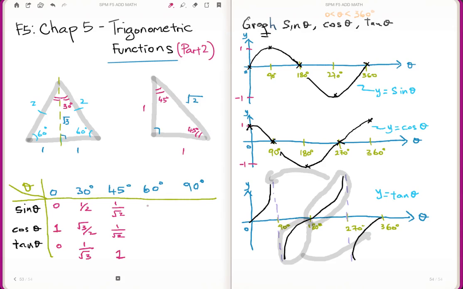Sine 60 will be root 3 over 2. I hope you practice how to make this table at least 8 to 10 times, one day once. Cos 60 would be 1 over 2. Tangent 60 would be root 3. Whereas at 90 degrees, sine 90 is over here. Sine 90 is 1. Cos 90 is here.